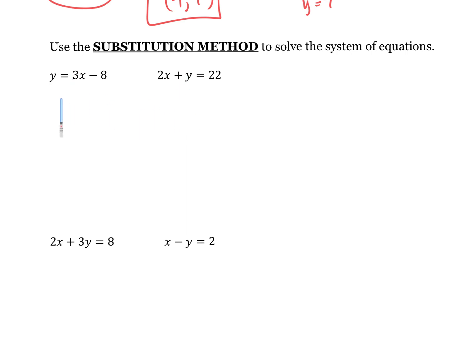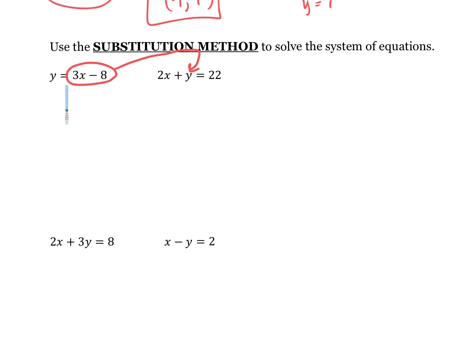Why does this lend itself to substitution? Will there be a new tight end in Luke Lachey's spot this weekend? Yeah. He had to be substituted out because he broke his ankle. Someone's going to take his spot. What can 3x minus 8 take the spot of? Y. Boom. It can take that spot.